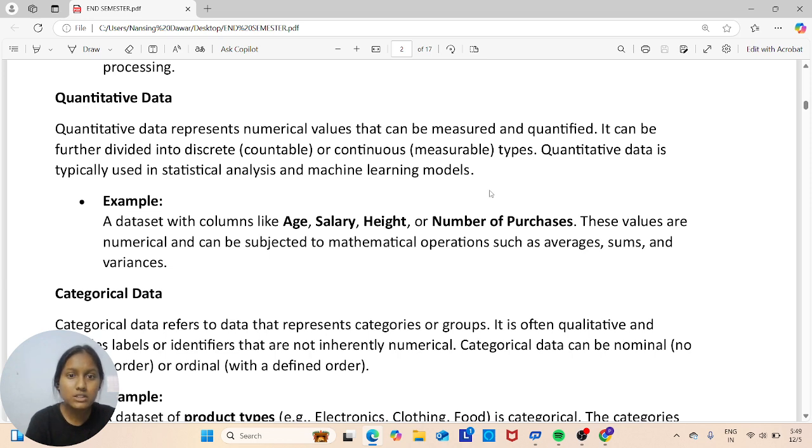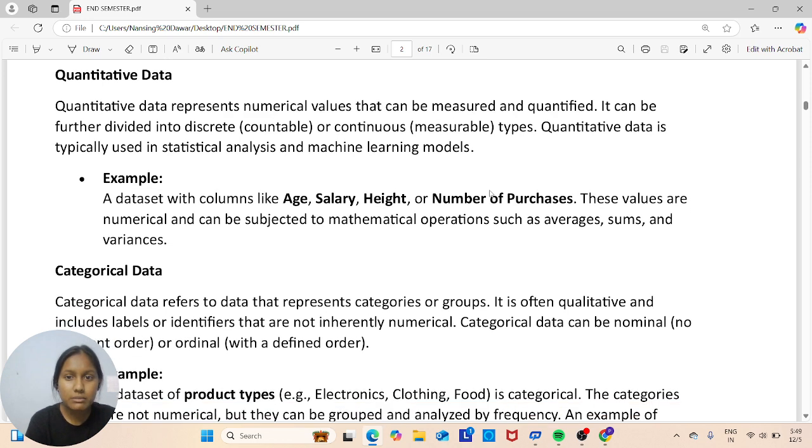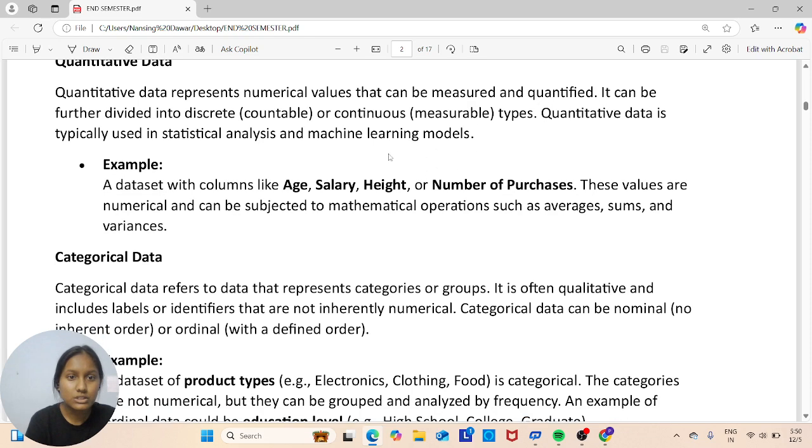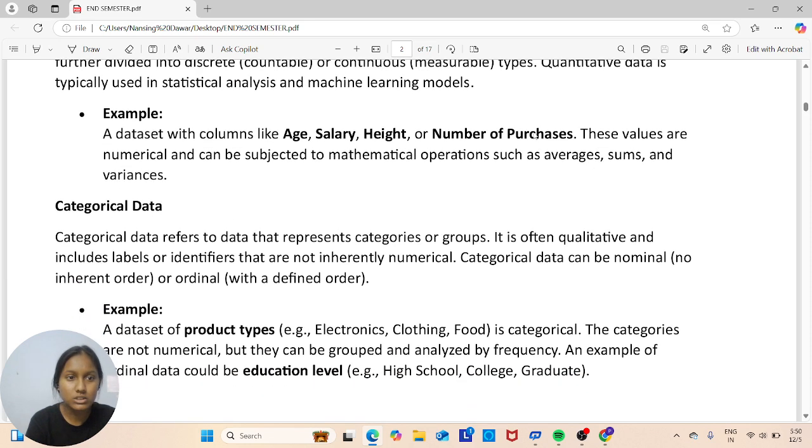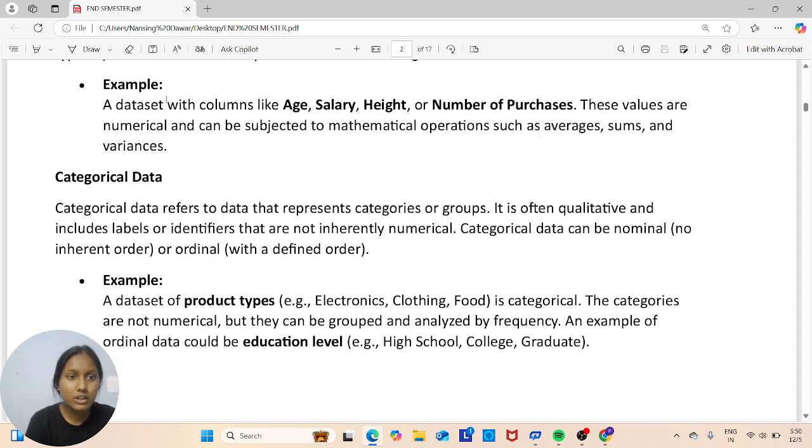Now we will know about quantitative data. Quantitative data represents numerical values that can be measured and quantified. It can be further divided into discrete, countable, or continuous, measurable types. Quantitative data is typically used in statistical analysis and machine learning models. Example, a dataset with columns like age, salary, height, or number of purchases. These values are numerical and can be subjected to mathematical operations, such as averages, sums, and variances.